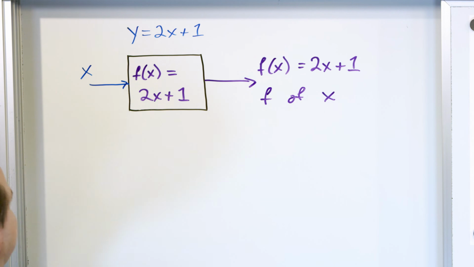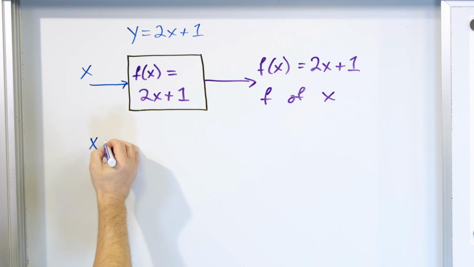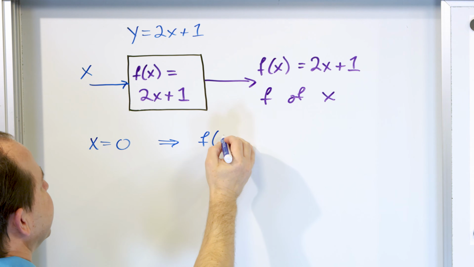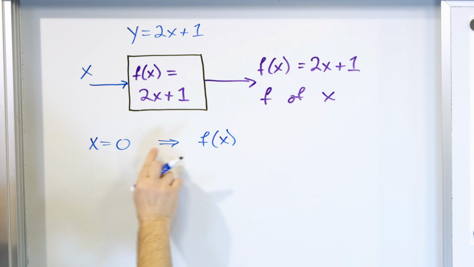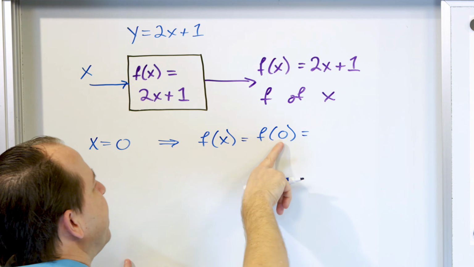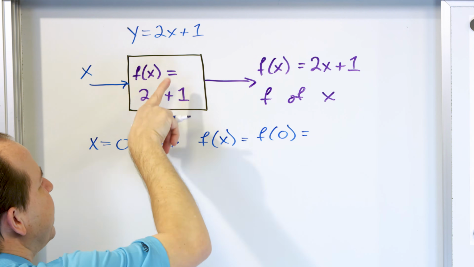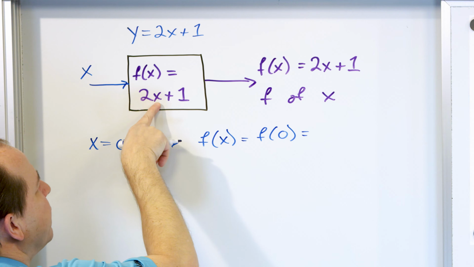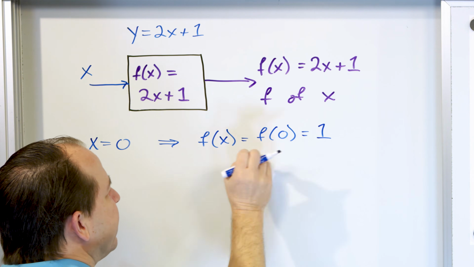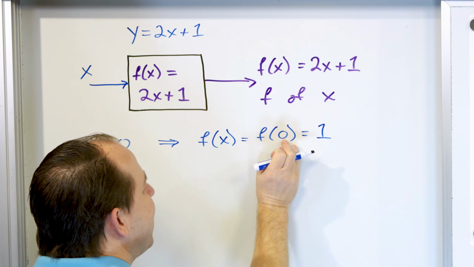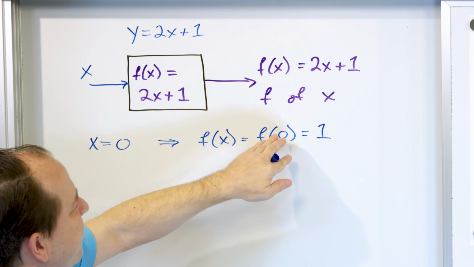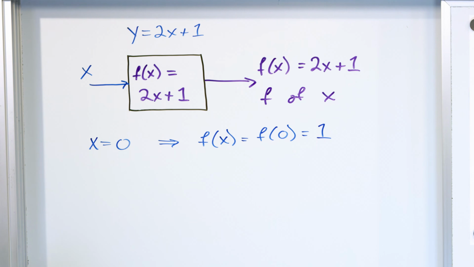So let's take a quick example. If I say x is equal to 0, then f of x, but in this case x is 0, is equal to f of 0. And what happens when I put 0 into my calculation? This is what the function is, 2x plus 1. 0 goes here, make 0, and you get 1 as an output. So we say f of x, which is f evaluated at x equals 0, is equal to an output of 1. This is the same thing as y equals 1 in our previous way of thinking about it.